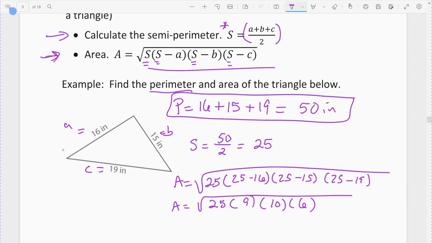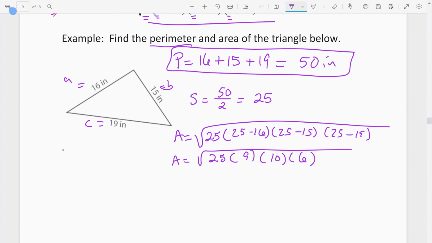Those are simplified: 25 minus 16 is 9, 25 minus 15 is 10, 25 minus 19 is 6. You could leave it like that and just be careful when you multiply it out, or multiply those out together and again leave the number exactly as it is. This one comes out a little nicer than the last example. This is 13500. And now take the square root.